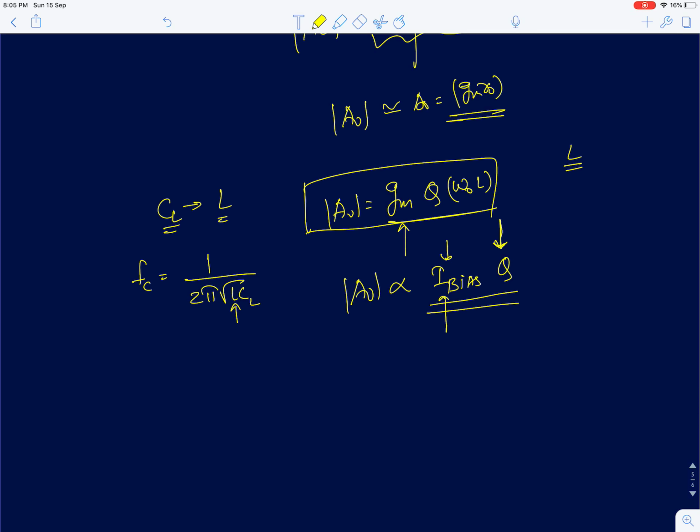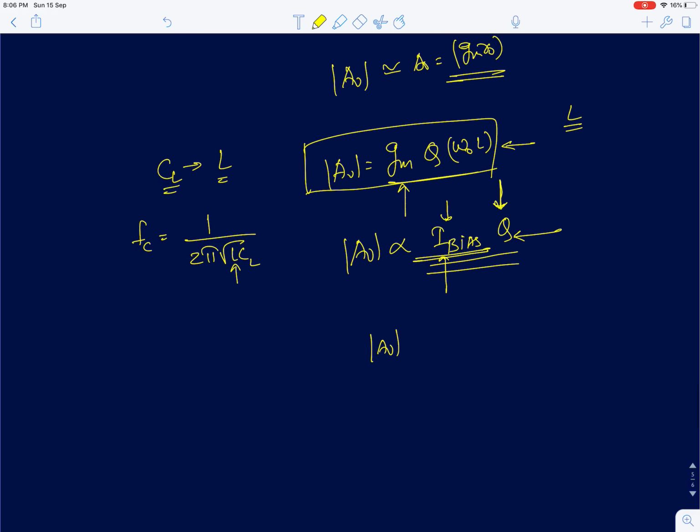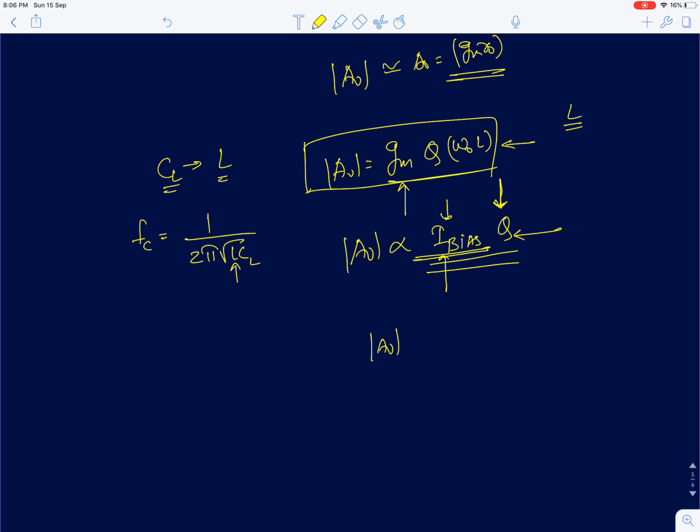So I'll stop at this point. The main point to know from this lecture is that the gain of an amplifier is proportional to the bias current and the Q of the inductor. And we use inductors in RF circuits because we need to get high gains at high frequencies. You cannot get those high gains using just passive circuits alone, or using regular conventional MOS amplifiers alone, because once they are capacitively loaded, they give you lower and lower gain at high frequencies.